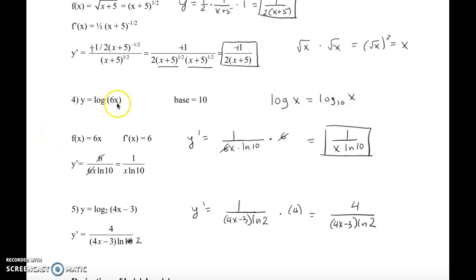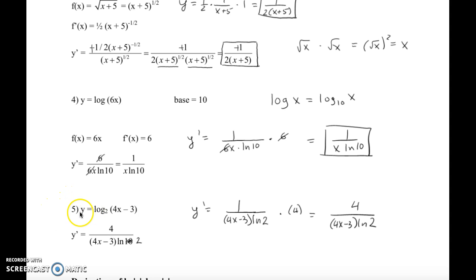And again, we need to go ahead and look at the 6x. That's our f of x. If we take the derivative of that, it's just 6. So therefore, the derivative of log of 6x is 6 divided by, now this is a base 10, so we have 6x from our inside times ln of 10, because we can't leave the 10 out. We know that base is 10. The 6's can cancel out because that 6x is not inside the ln, which leaves us with 1 over x ln of 10.